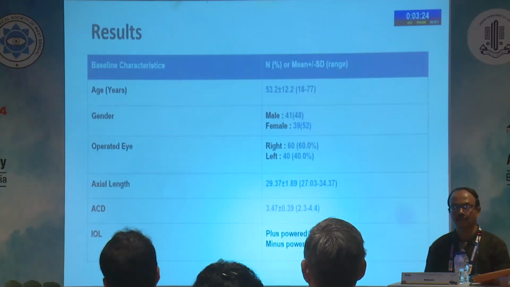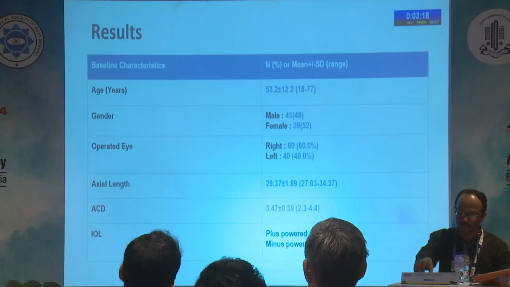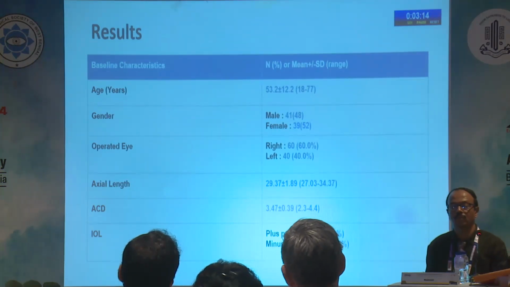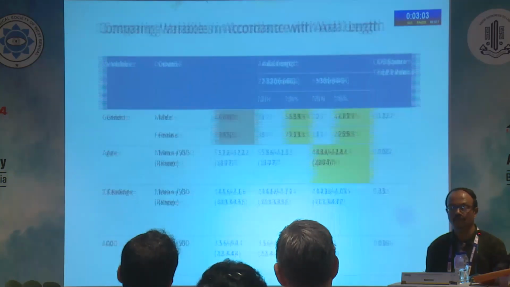Coming to the results, the mean age was 53.2 plus or minus 12.2 years. We had 100 eyes of 80 patients, that is, 20 patients underwent surgery bilaterally. Of these, 41 were males and 39 were females. The mean axial length was 29.37 plus or minus 1.89 mm. The mean ACD was 3.47 plus or minus 0.39. 83 eyes were implanted with plus powered IOLs and 17 with minus powered IOLs.